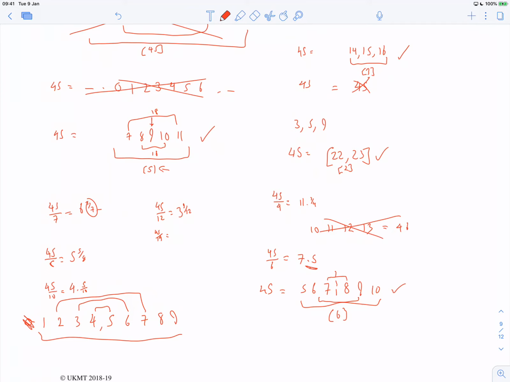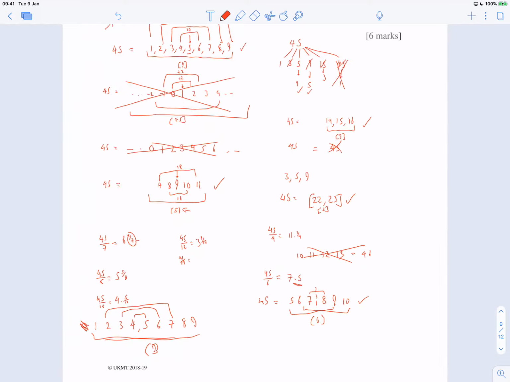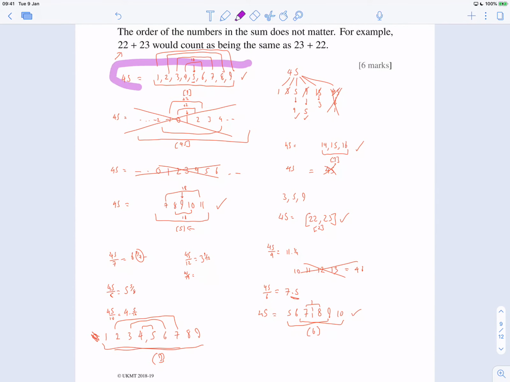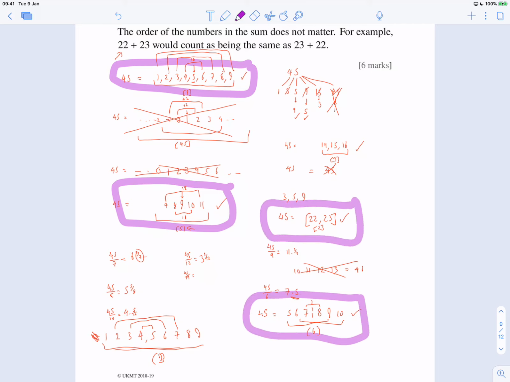Yeah, actually, to be fair, we could have stopped it here because this is 9. We only had to check the numbers up to 9. So actually, how many were there? There was 1, 2, 3, 4, 5. So the answer is 5 for that one.